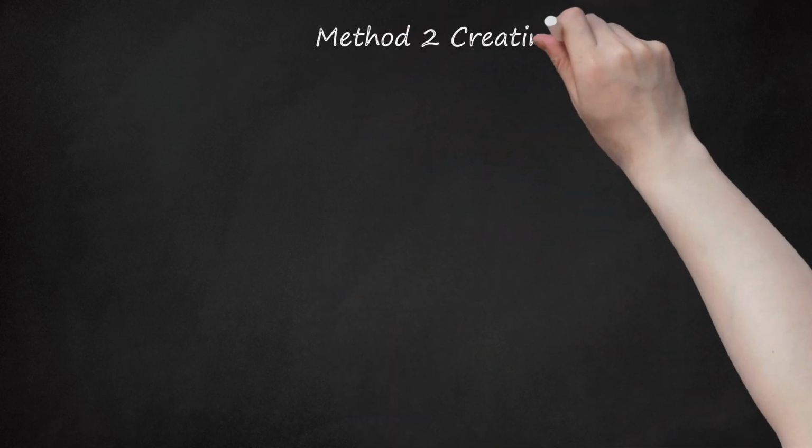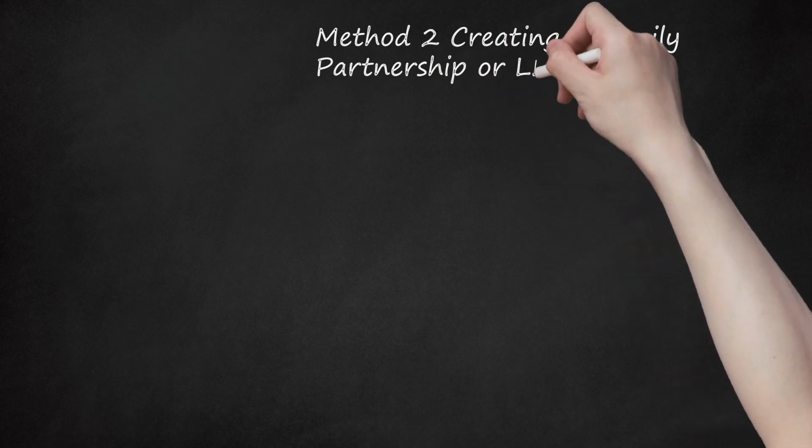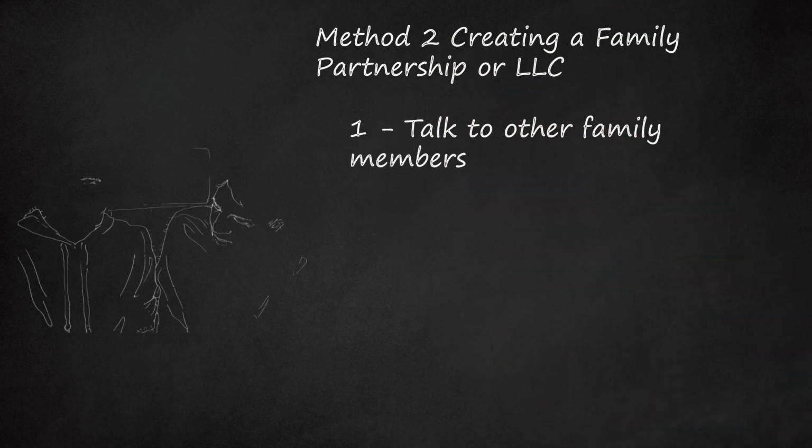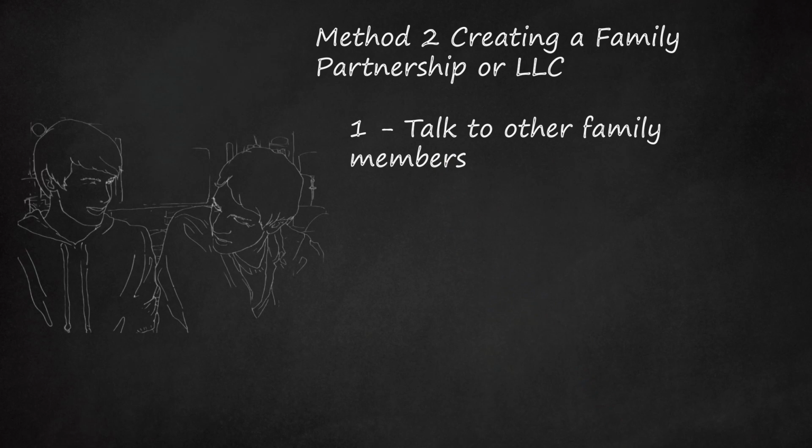Method 2: Creating a family partnership or LLC. 1. Talk to other family members. To use a family partnership or LLC to protect your liquid assets, the entity you create should have more than one member. Otherwise, creditors may be able to seize assets held by the family partnership or LLC to satisfy your debts. You cannot form a partnership without at least one other partner. Therefore, you need to find a family member who also is interested in doing something to protect their liquid assets.